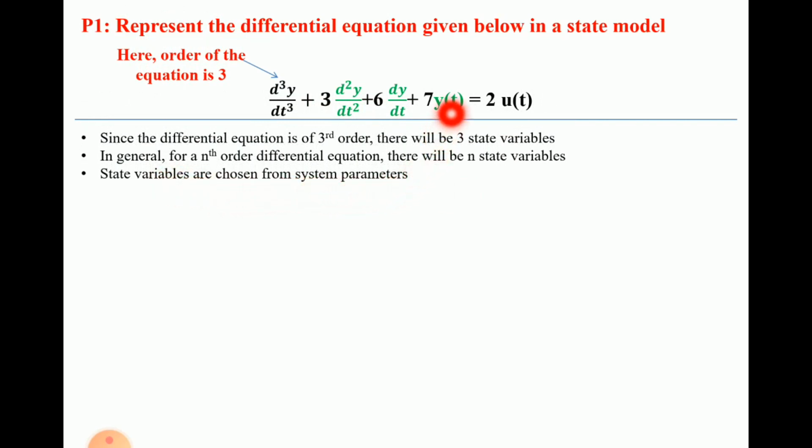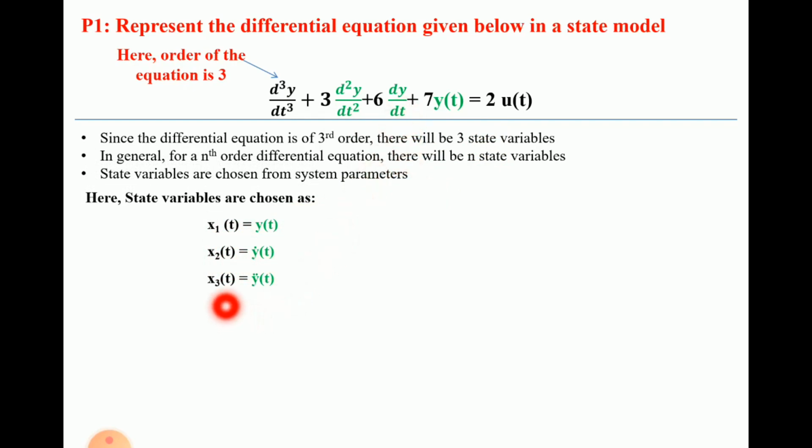So here y of t, dy by dt, d square y by dt square will be chosen as the 3 state variables. x1 of t is y of t, x2 of t is y dot of t. In case you are wondering, y dot of t is equal to dy by dt. x3 of t is y double dot of t. Again, y double dot of t is nothing but d square y by dt square.